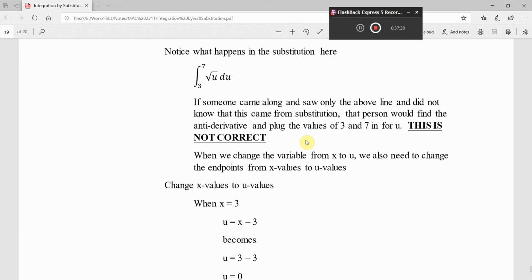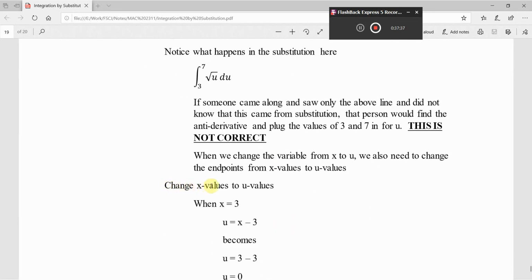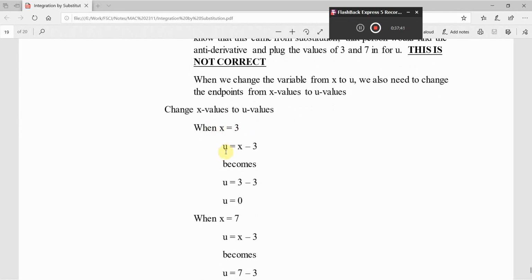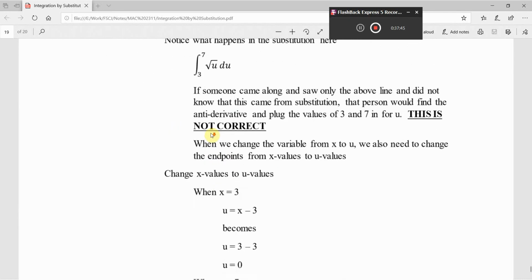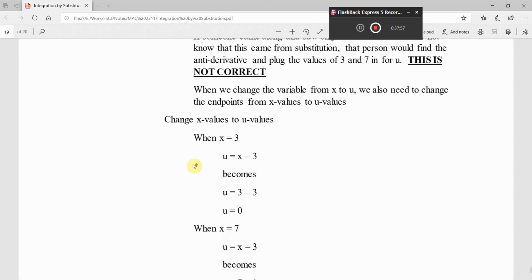So let's take a look at how to change the endpoints. So the original endpoints were 3 to 7. So change x values to u values. When x is equal to 3, well, my original u was x minus 3. So when x is equal to 3, u equal to x minus 3 becomes u is equal to 3 minus 3, so u is equal to 0. When x is 3, u is going to be 0.